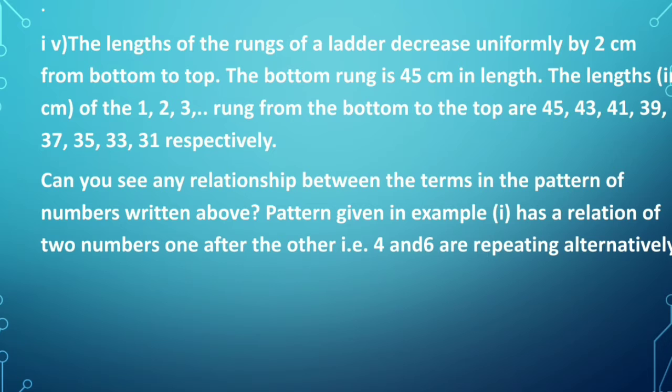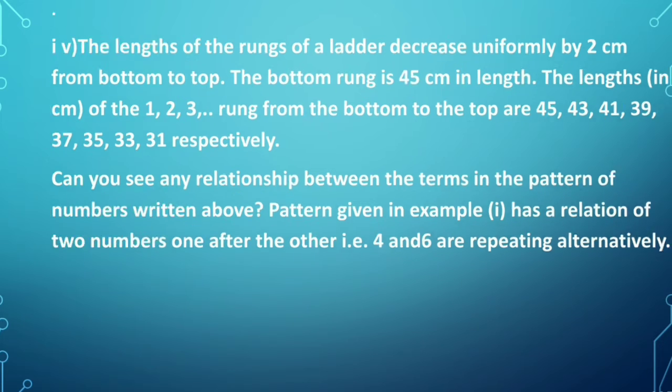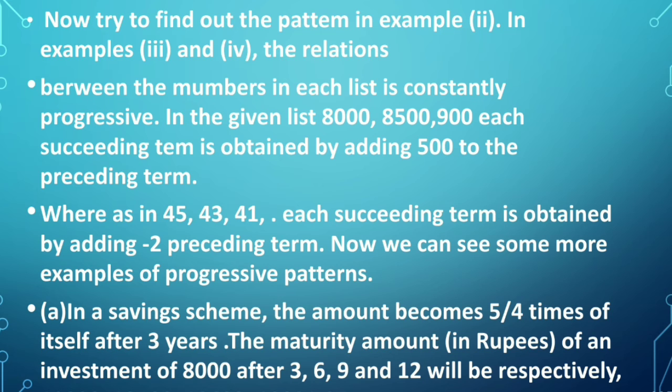So now can you see any relation between the terms in the pattern of numbers written above? The pattern given in example 1 has a relation of two numbers one after the other. That is, 4 and 6 are repeating alternatively. Now try to find out the pattern in the 2nd, 3rd and 4th examples. The relations between the numbers in each list are constantly progressive.